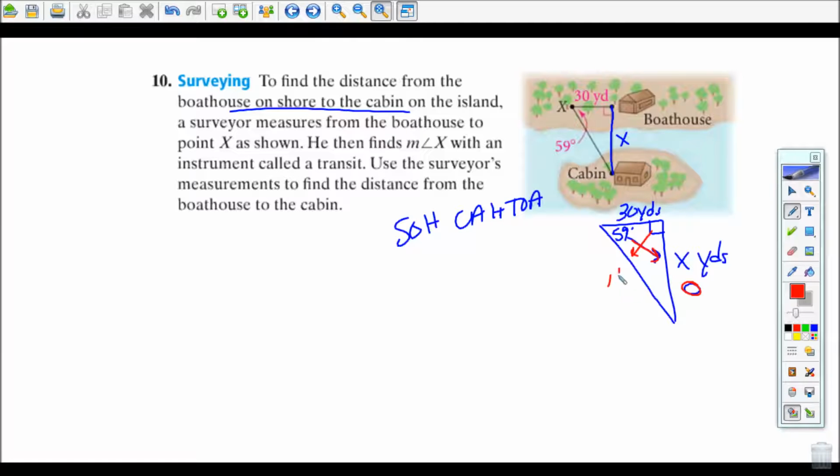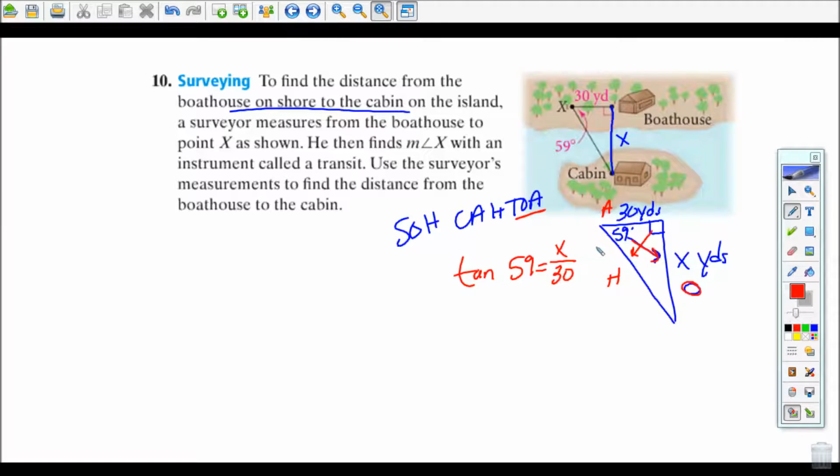Hypotenuse is opposite my 90. Adjacent is right next to. So I have O and A, so I'm going to use tangent. So tan of 59 equals opposite over adjacent.